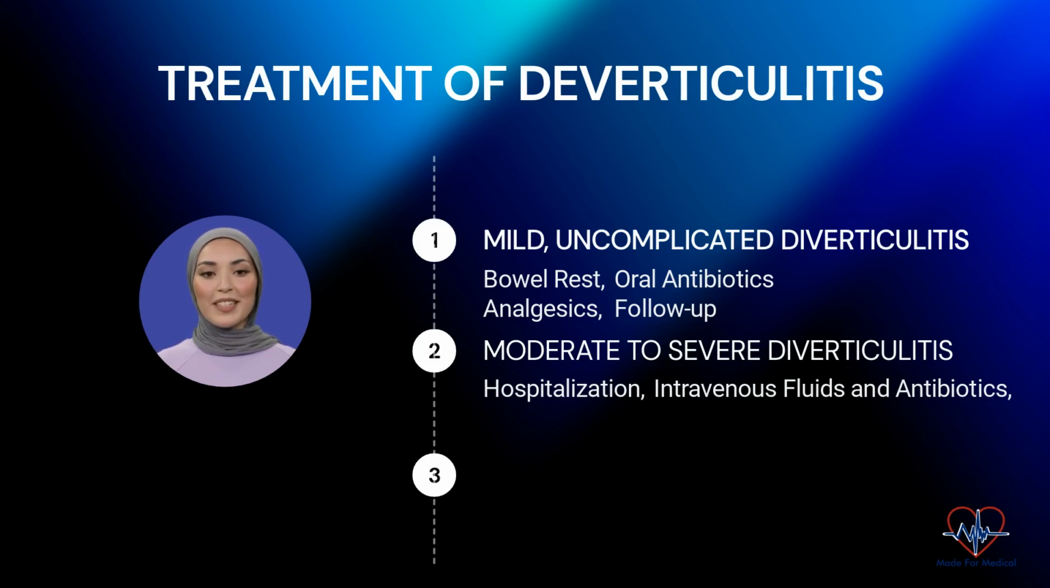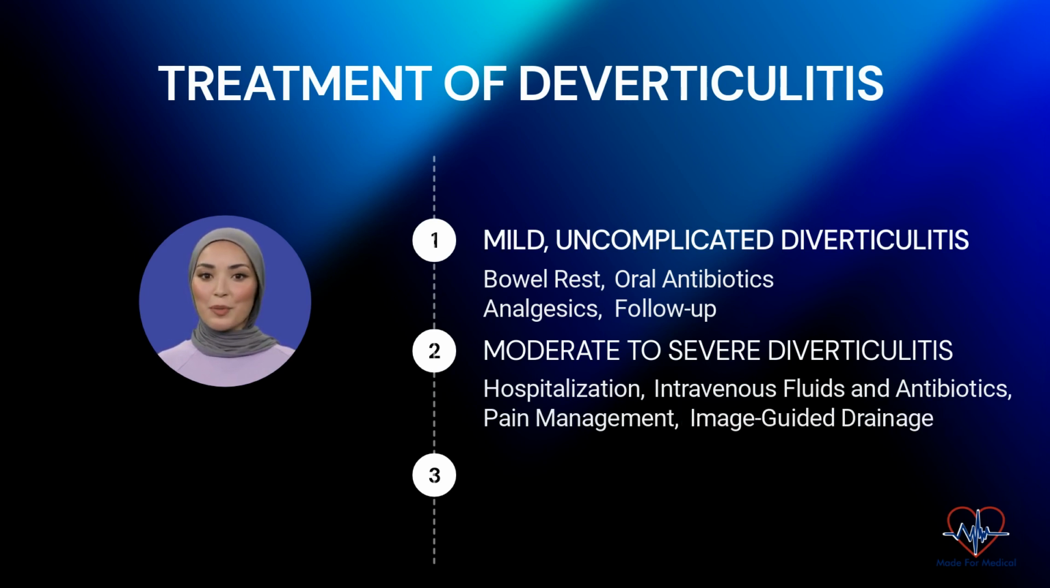Intravenous antibiotics, such as ceftriaxone and metronidazole or piperacillin tazobactam, should be initiated to provide broad-spectrum coverage against bacteria commonly associated with diverticulitis. Use intravenous analgesics or patient-controlled analgesia, PCA, to manage pain effectively. If an abscess is present, consider percutaneous image-guided drainage under radiological guidance to facilitate resolution and prevent further complications.